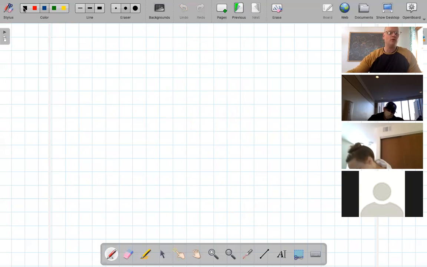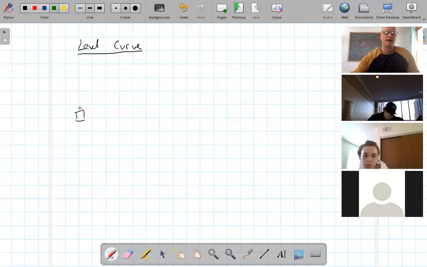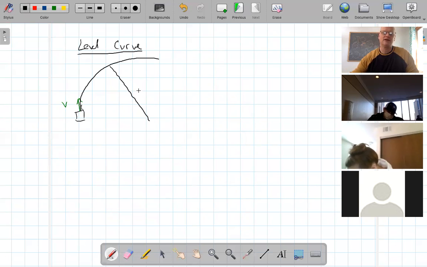So let's do a few examples. Okay, and let's see how this works. The first one we're going to look at is what's known as a level curve. A level curve is when you're just driving down the road and you want to go through a circle. So say here's my car, going in this direction with a velocity of v, and I want to drive through a circle of some radius r. Here is my circle, and this is my radius r.